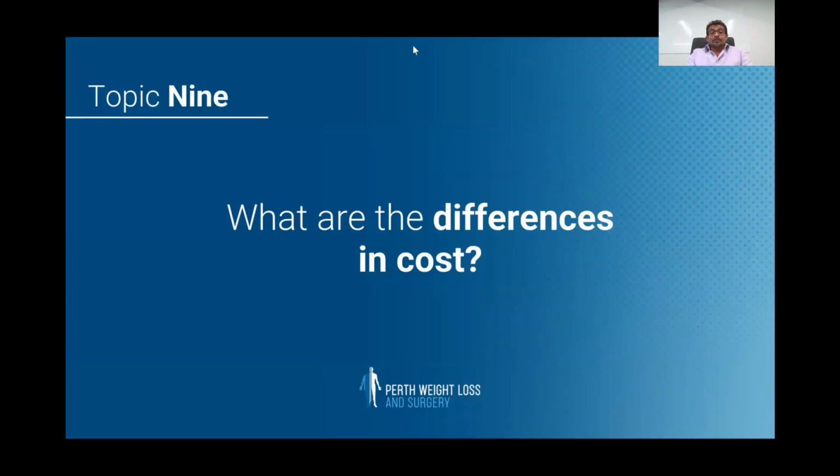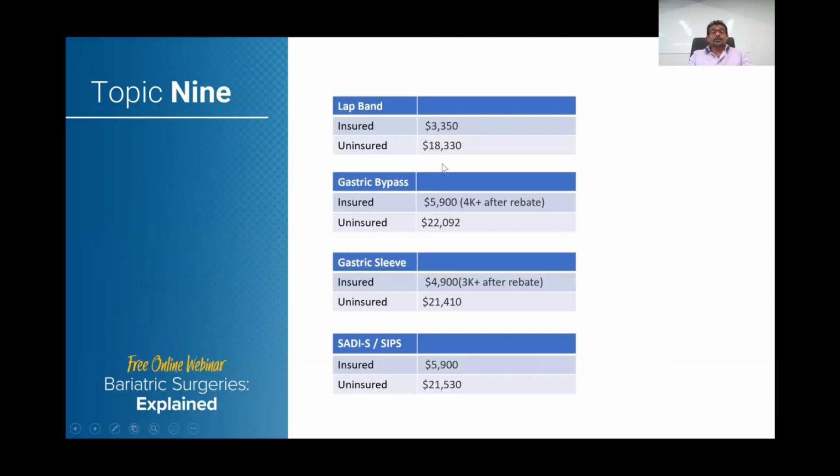Okay. So there are cost differences between different operations, mainly depending on the complexity and time taken to do the operation. So we look at, for example, a gastric band. If you've got private health insurance, you're looking at about $3,000+. You'll get some money back on a rebate with that. If you look at a gastric bypass, you'd be paying around $5,900, and then if you go private health, you'll get about $1,000 back, so $4,000+ out-of-pocket costs. With a gastric sleeve, about $3,000+ out-of-pocket costs.